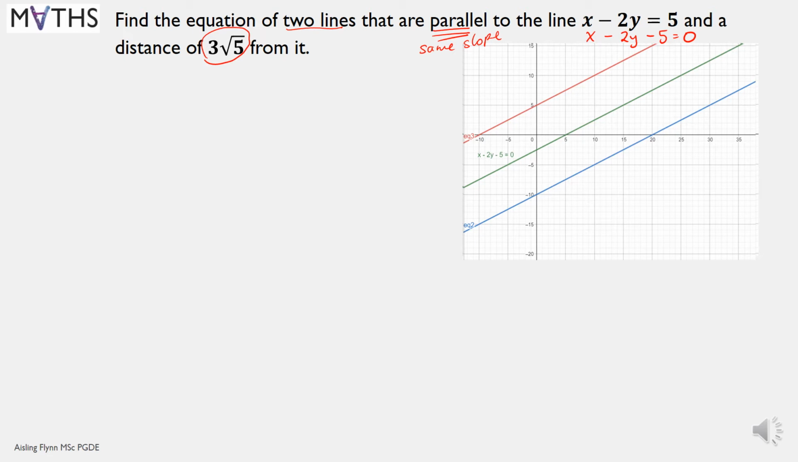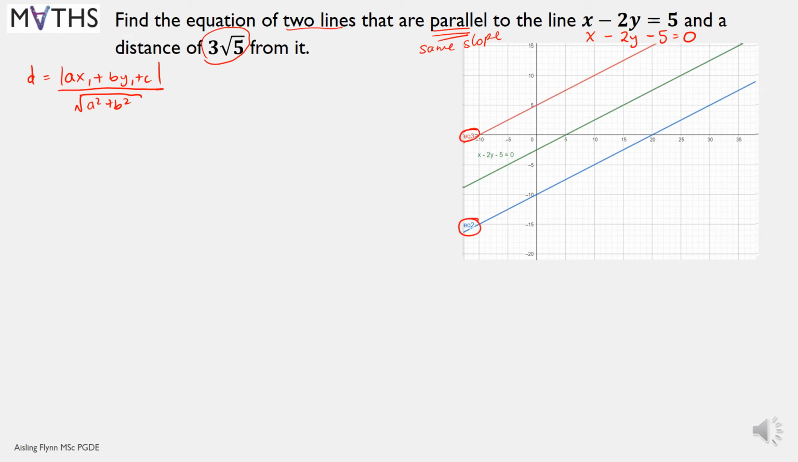Okay, so how to go about this? It's something to do with perpendicular distance, so I'm going to start by writing down that formula first. Okay, now how are we going to approach this? We're going to look for the equations of those two lines, the red one and the blue one.